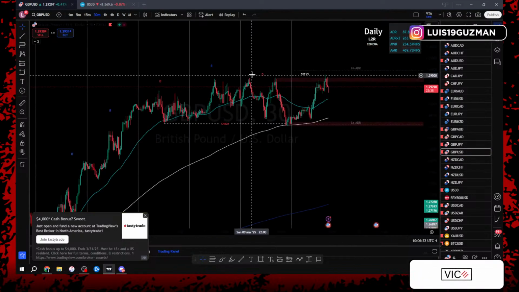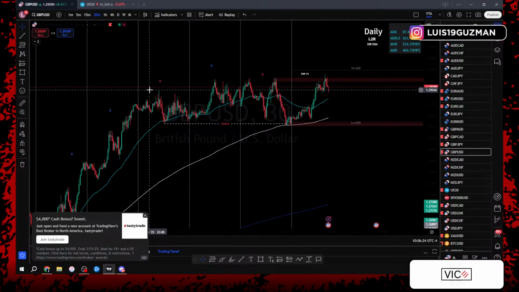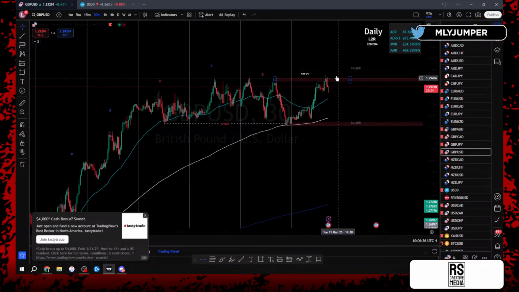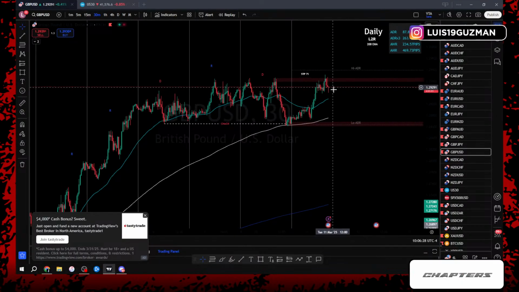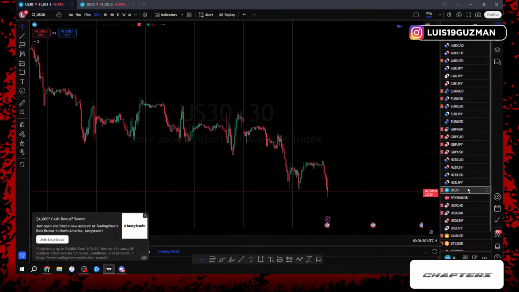GU has just been consolidating, so I'm not really looking to take GU until we get breaks of these highs. Once we get a break of this high, that's when I'll start looking to take trades again. US 30 is another pair, right?